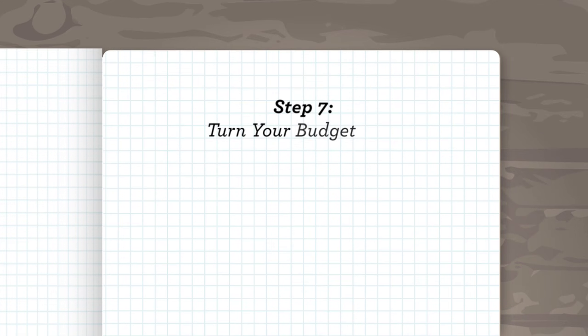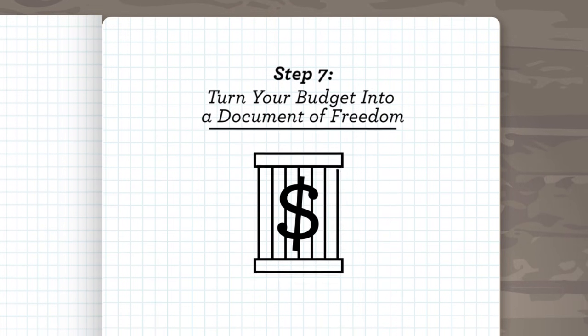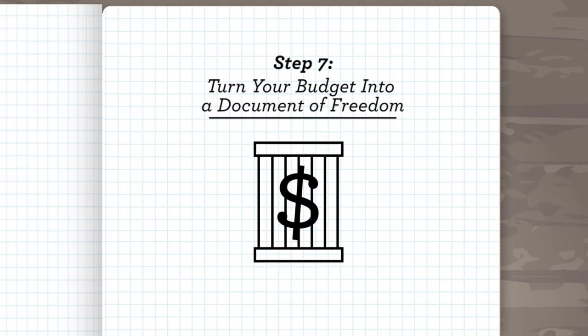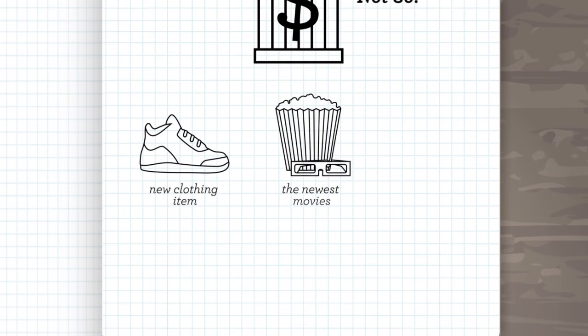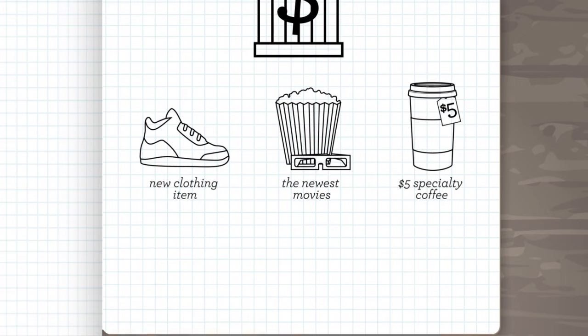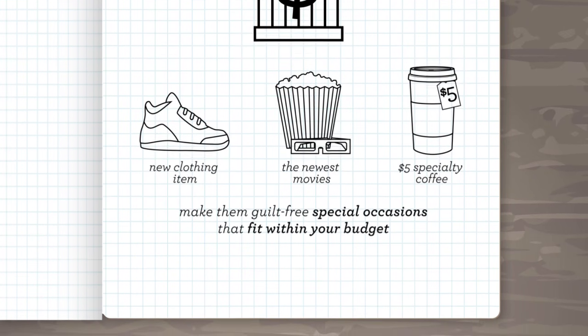Step 7. Turn your budget into a document of freedom. Many people mistakenly think their budget is going to limit their ability to spend and enjoy life. Not so. If you know that buying a new clothing item, seeing the newest movies, or getting a $5 specialty coffee really makes you happy, then make them guilt-free special occasions that fit within your budget.